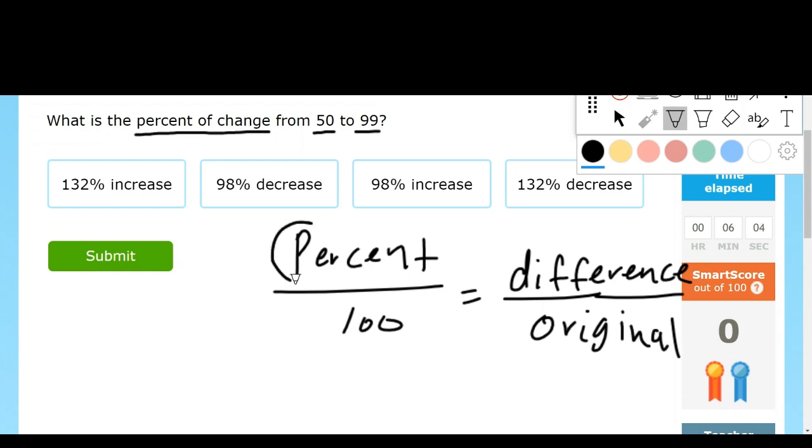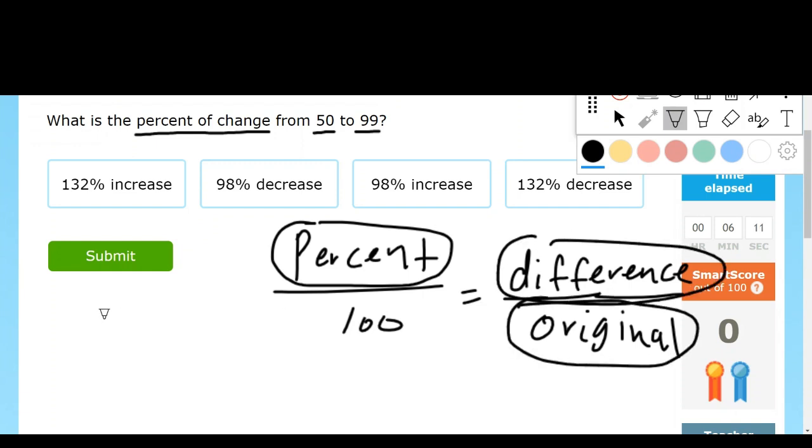Now notice how there are three parts to this proportion. We have the percent, we have the difference, and we have the original. So the percent, what is that? Well, that is what we are trying to find. What is the percent of change? We don't know that, so I'm going to use x to represent that amount.